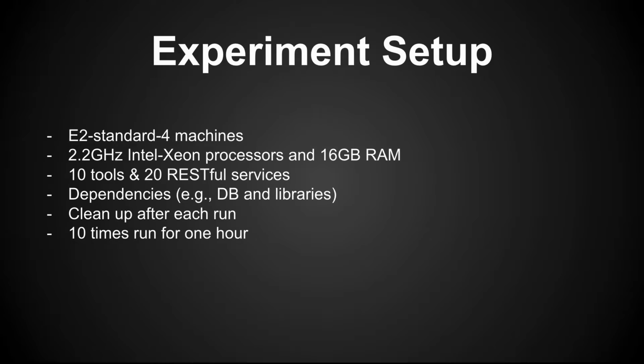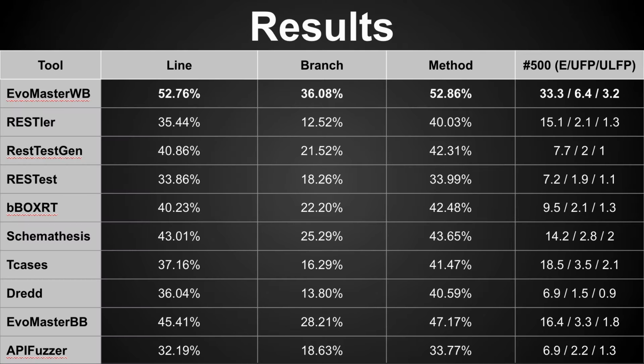To run the experiment, we used Google Cloud E2 standard machines running Ubuntu. Each machine had 4 Intel Xeon processors and 16GB RAM. We ran 20 services and 10 tools 10 times with an hour time option. We ran each tool with the recommended configuration settings as described in the tool's paper or user manual. Also, we reset the environment after each run.